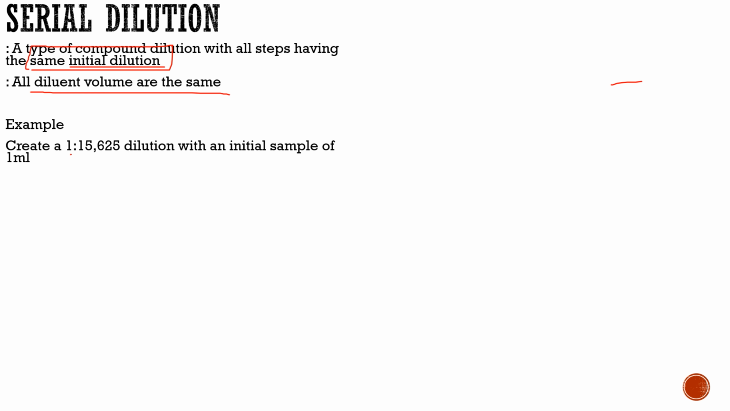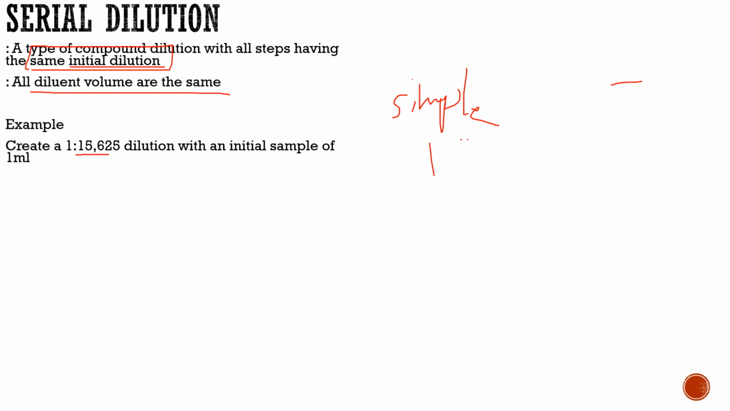Example, create a 1 is to 15,625 dilution with an initial sample of 1 ml. Sir, grabe naman pag try natin yan ng simple dilution. So try natin ng simple dilution yan, class. Automatic, di ba? 1 minus 15.